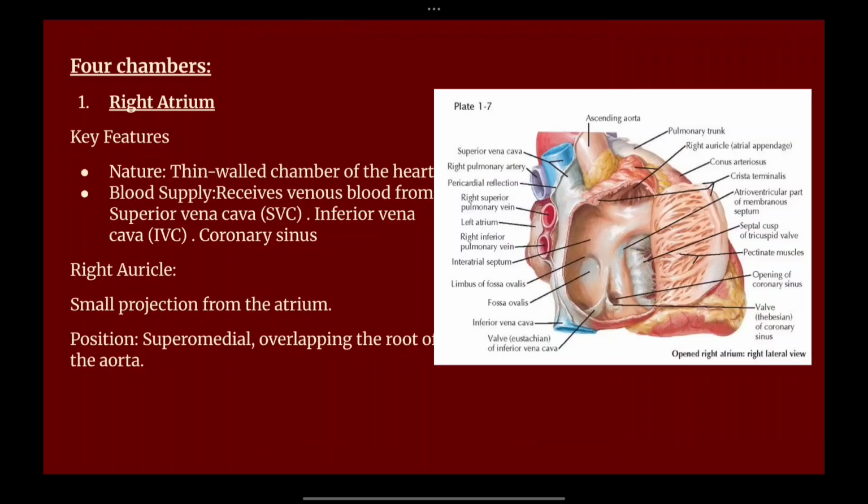Now I'll be dealing with each chamber of the heart individually. So the first chamber is the right atrium. The key features of the right atrium are that it is a thin-walled chamber of the heart.